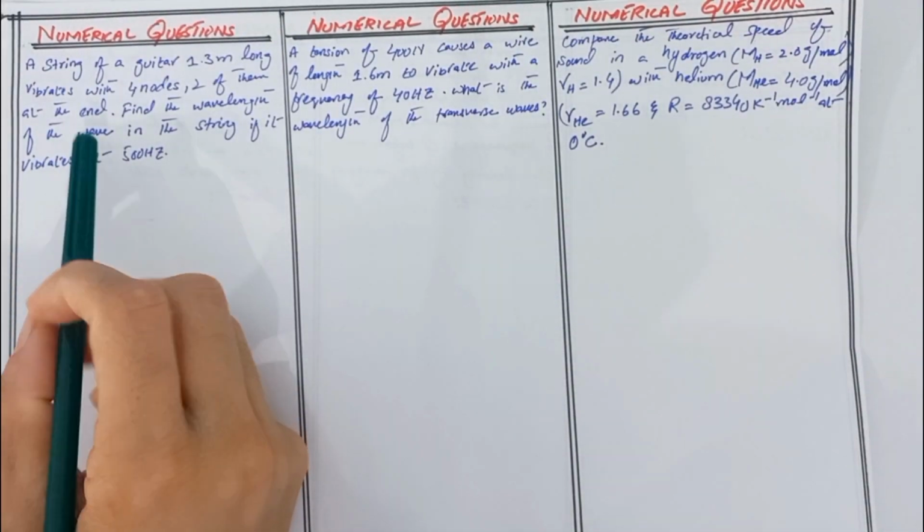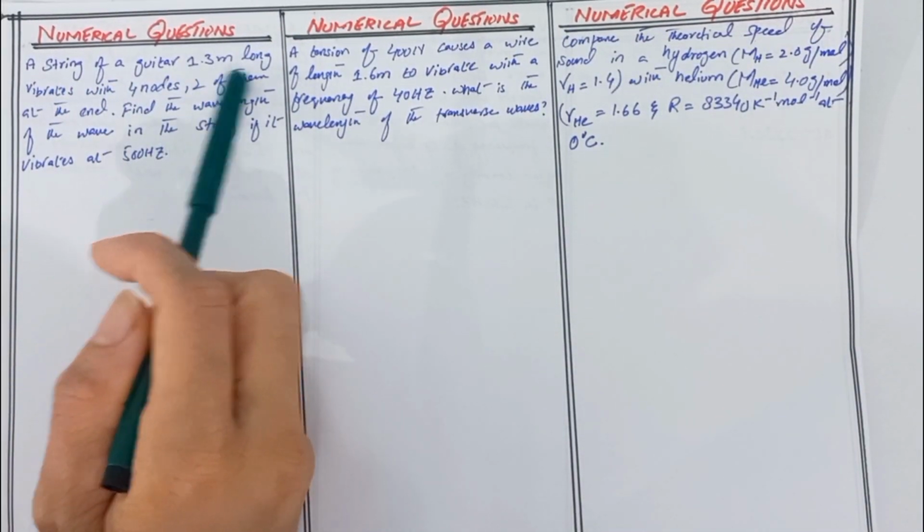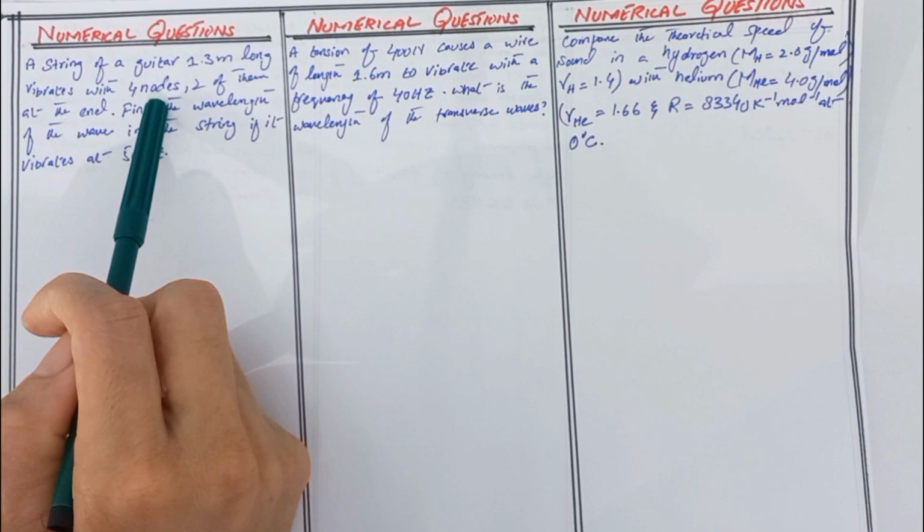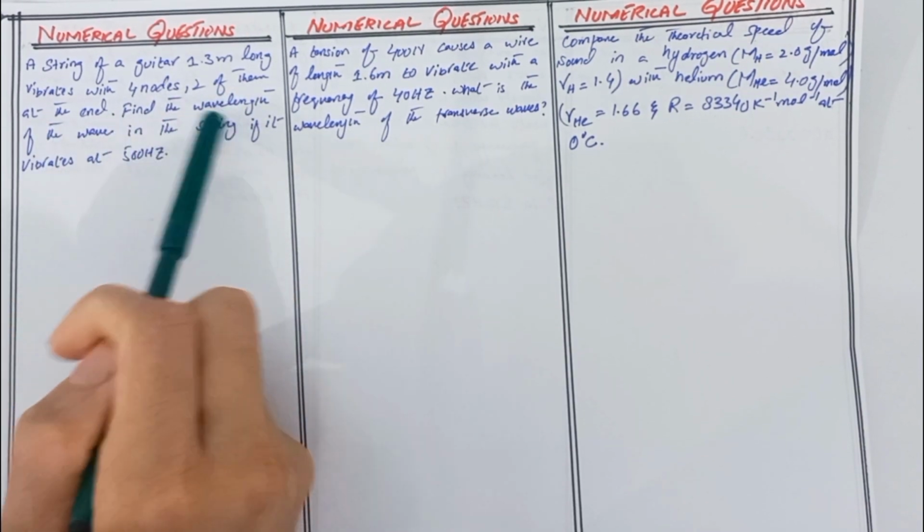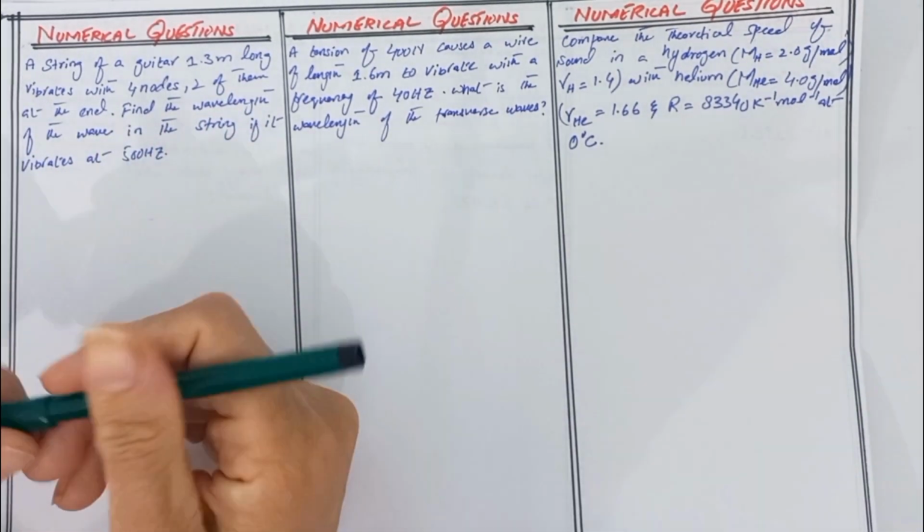Now we discuss here the numerical question: a guitar string of 1.3 meter long vibrates with 4 nodes, 2 of them at the ends. Find the wavelength of the wave in the string if it vibrates at 500 hertz.